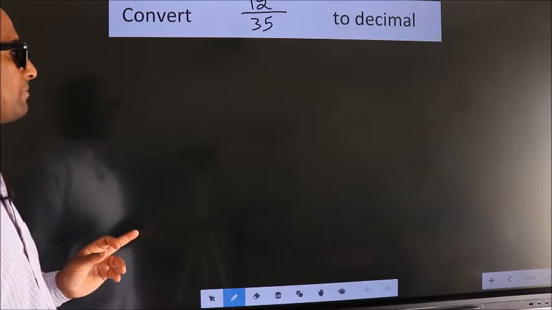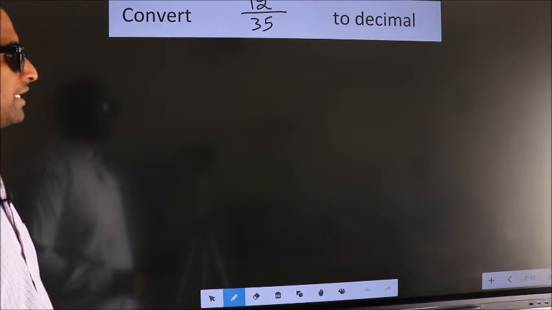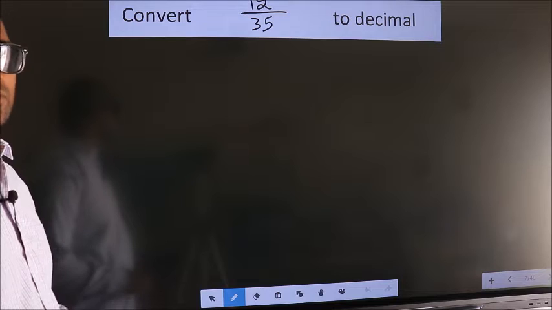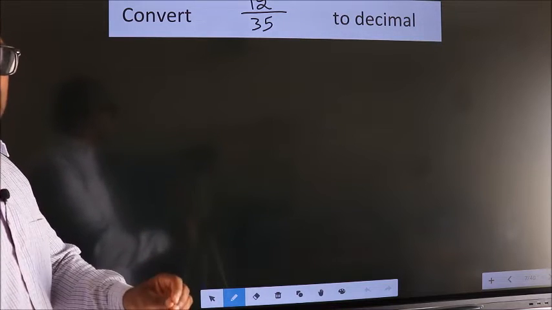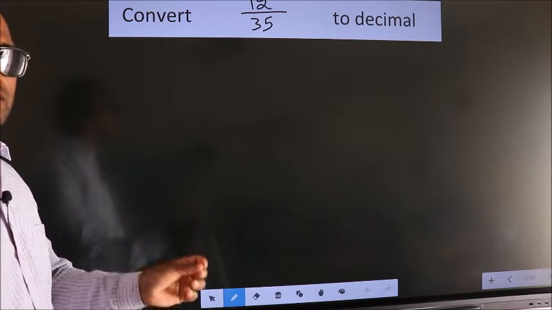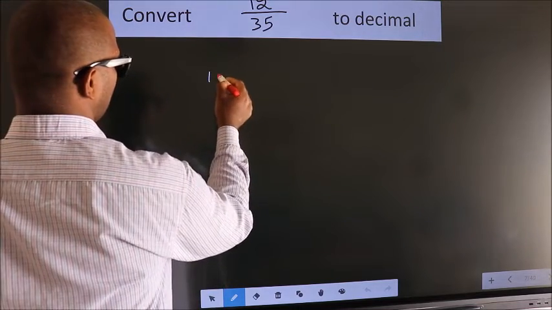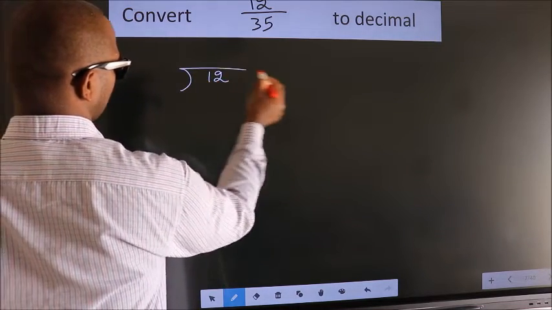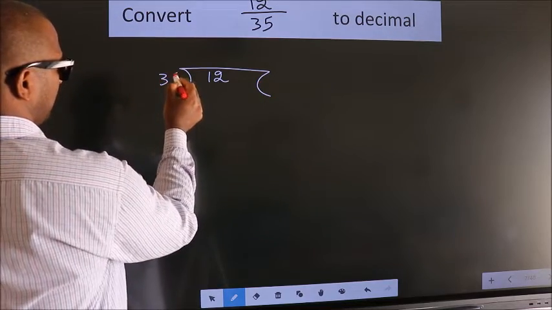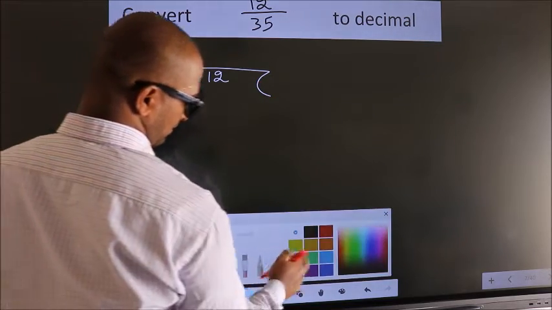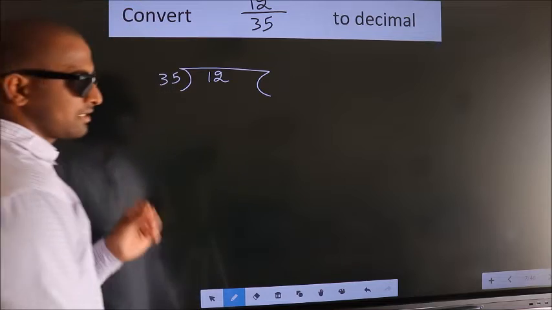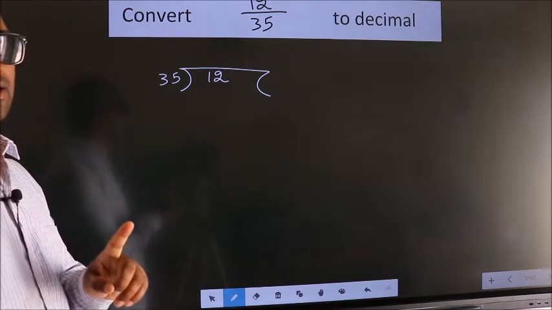Convert 12 by 35 to decimal. To convert this to decimal, we have to divide, and to divide we should frame it in this way. 12 here, 35 here. This is your step 1.